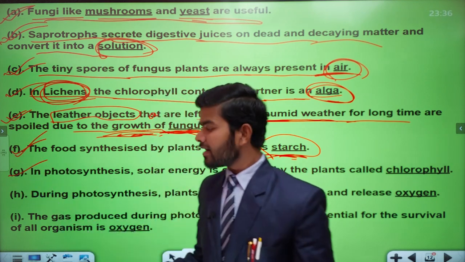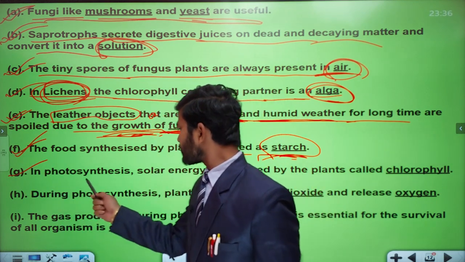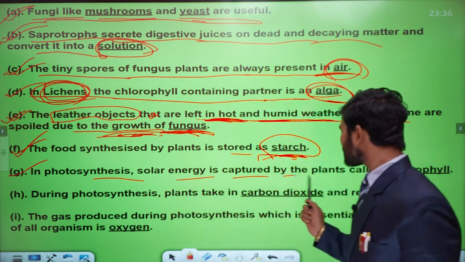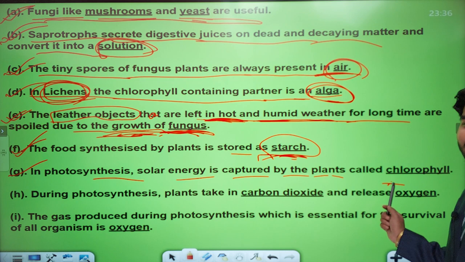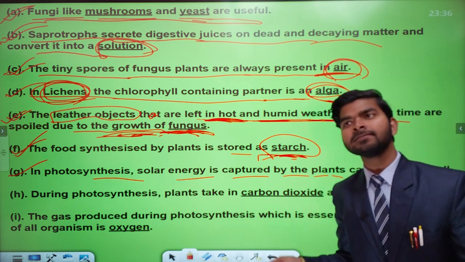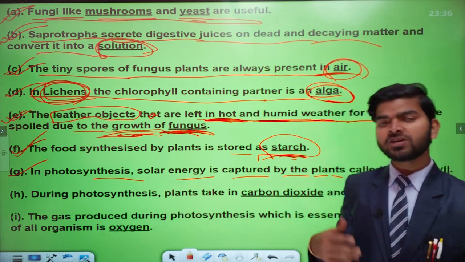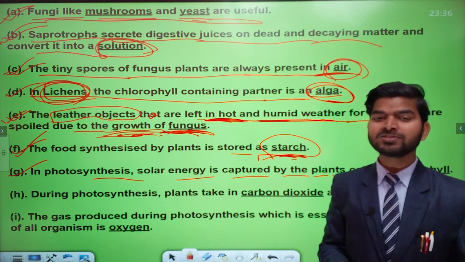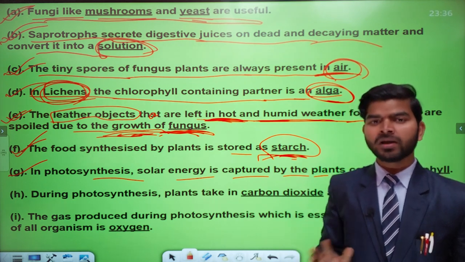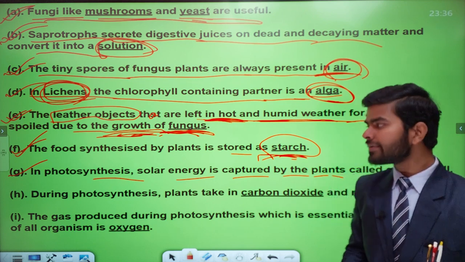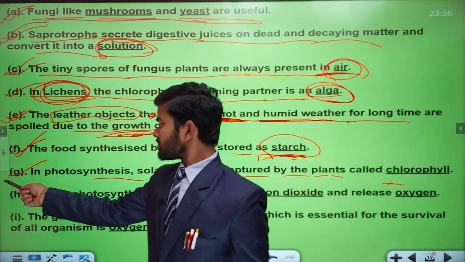Question number G is asking that in photosynthesis, solar energy is captured by the plants using chlorophyll. I have told you how solar energy is captured by the plants. So by using chlorophyll, and this is the role of chlorophyll in the plants. All right, all clear. Question number G is completed.